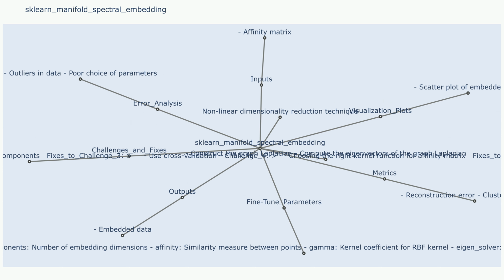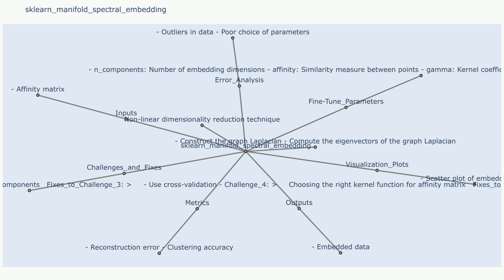Repeat the spectral embedding multiple times with different subsets of data points to estimate the variability of the embedding. Sensitivity analysis: perturb the affinity matrix and analyze the effect on the embedding to identify sensitive regions.